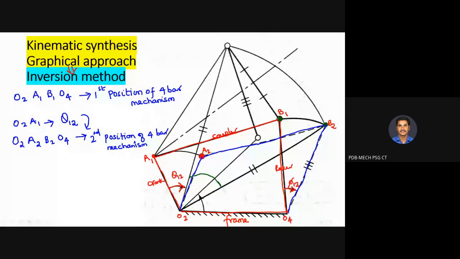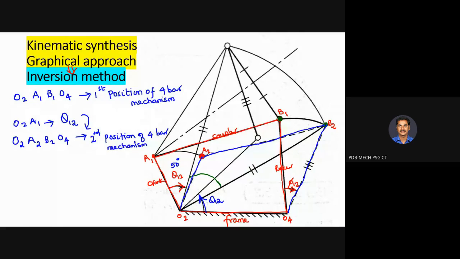Crank rotation is in which direction? Clockwise, sir. Clockwise direction. Now I'm going to rotate the frame in the counterclockwise direction, opposite to the crank rotation. So if the crank rotates clockwise, the frame is going to be rotated counterclockwise by the same angle, that is theta 1, whatever degree it was. For example, if it is 40 degrees or 50 degrees, I'm going to rotate the frame by the same degrees in the counterclockwise direction. So now the new position of the frame.